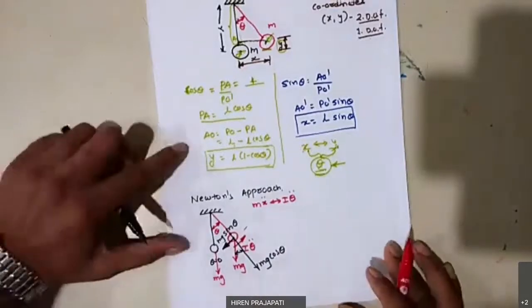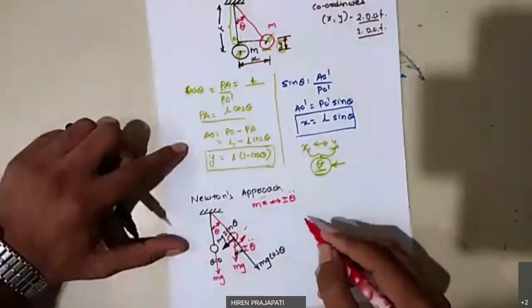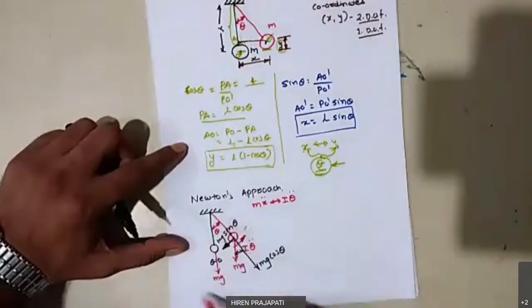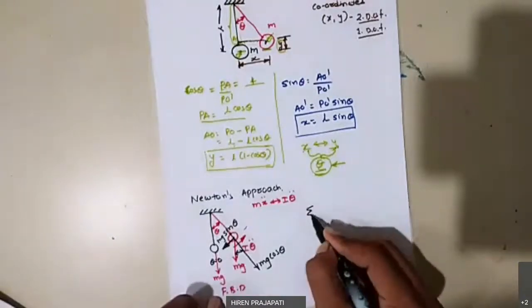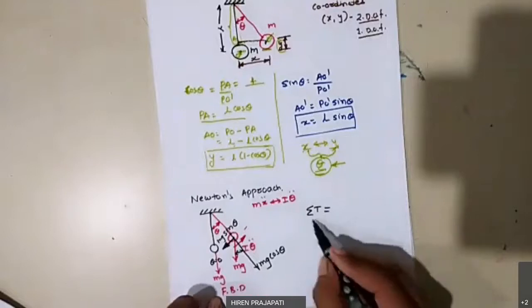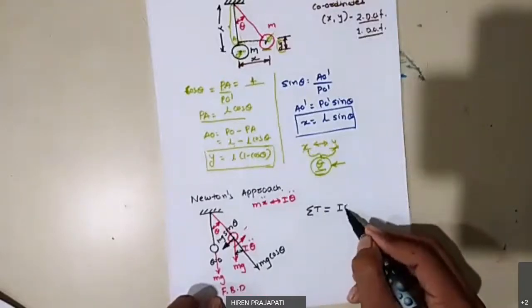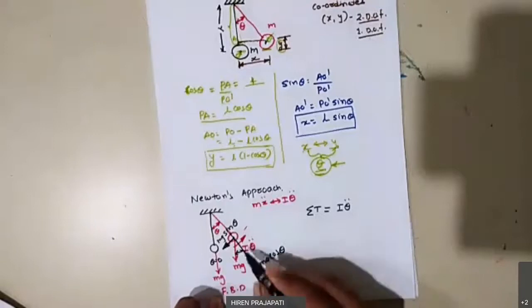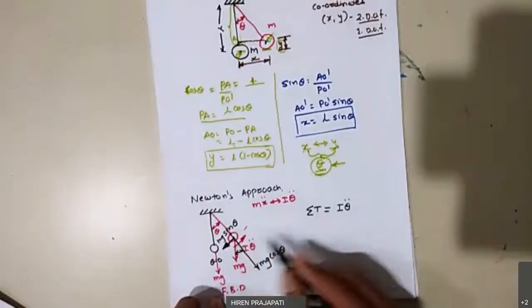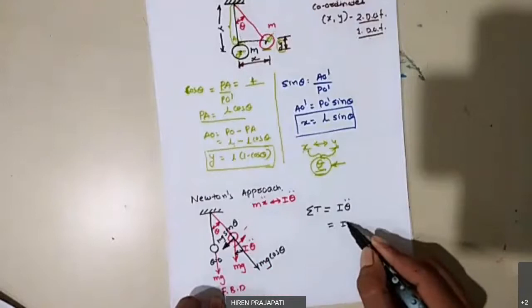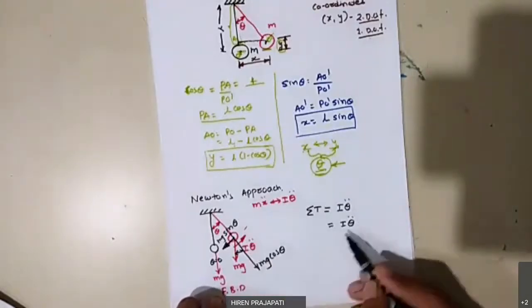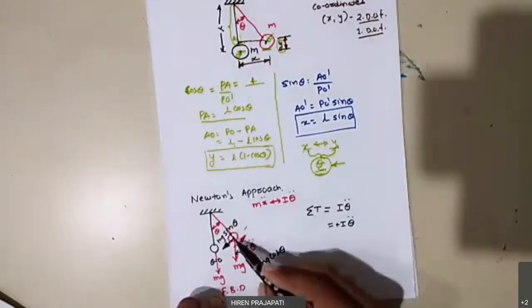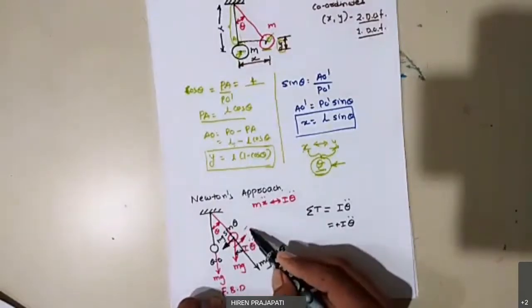Now, as per Newton's approach, if I draw only a box, this is the free body diagram of the pendulum. Then all the external torque, the sum of all the external torque, is equal to the inertial torque, I theta double dot. I theta double dot is in the counterclockwise direction, and we are assuming that positive. That means we have considered the counterclockwise direction as positive.